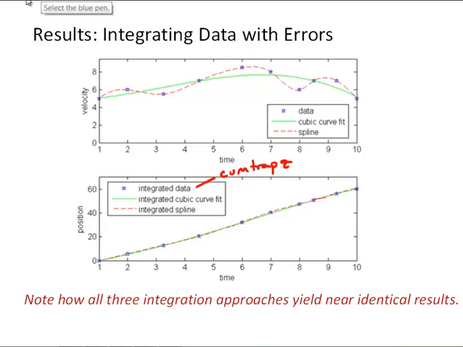One important thing to note here is that all three approaches yield near identical results. We're using a fairly coarse data spacing, and when we look at the data, assuming it's not really oscillating, the data has quite a spread in terms of errors for that curve fit. But contrary to differentiation, the integral tends to smooth out the errors, and all of these approaches yield very similar results.